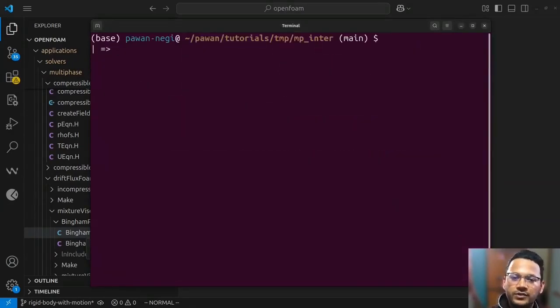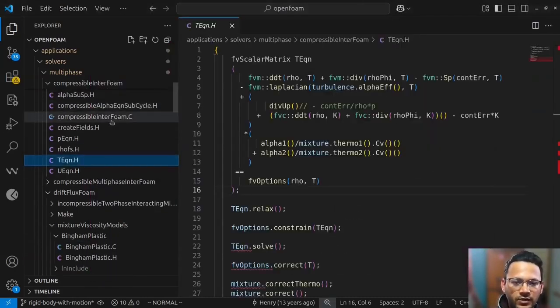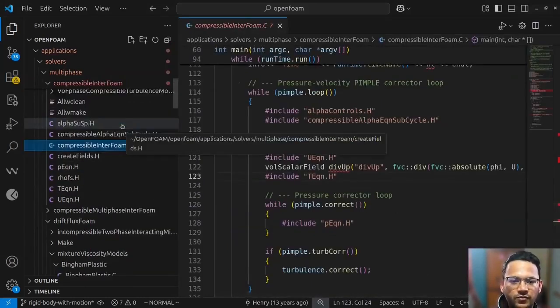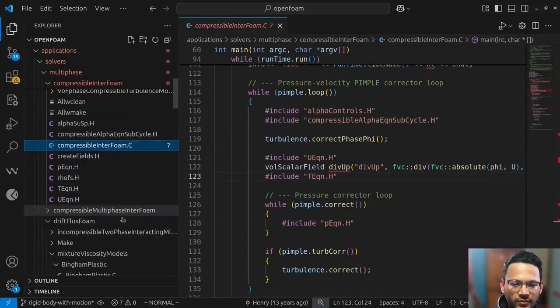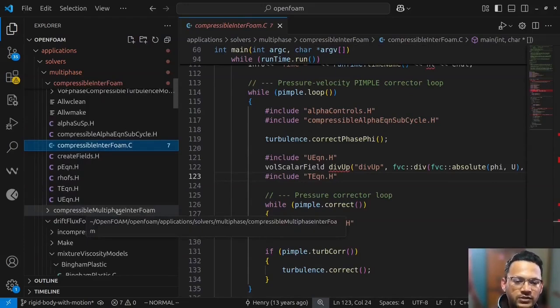So in today's lecture, we are going to talk about some of the solvers that are part of compressibleInterFoam, and they are similar to what we have seen in the case of interFoam. For interFoam we had interIsoFoam and multiphaseInterFoam. Similar to that, for compressible fluids we have similar solvers like compressibleInterFoam and compressibleInterIsoFoam. As you can see here, we have interIsoFoam, and we also have compressibleMultiphaseInterFoam. So this is essentially a similar solver, but it allows n phases instead of just 2 phases.